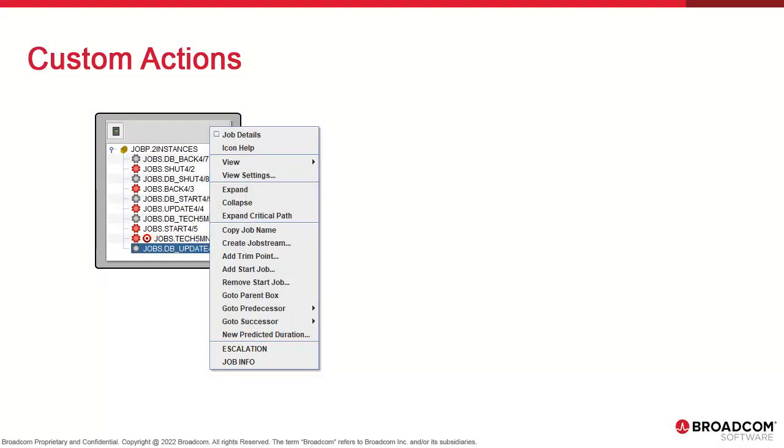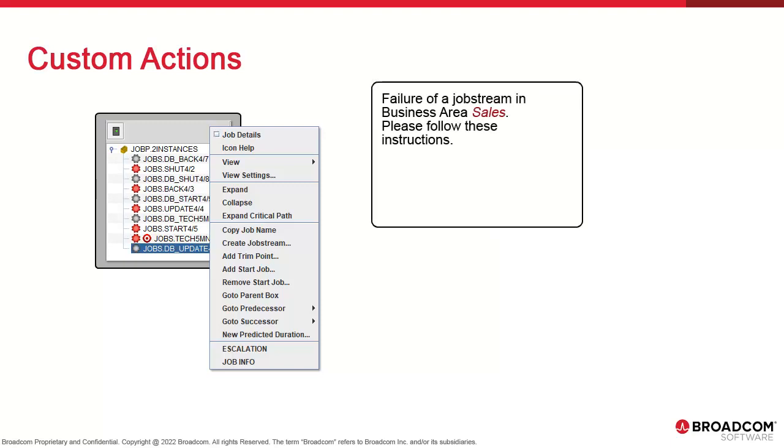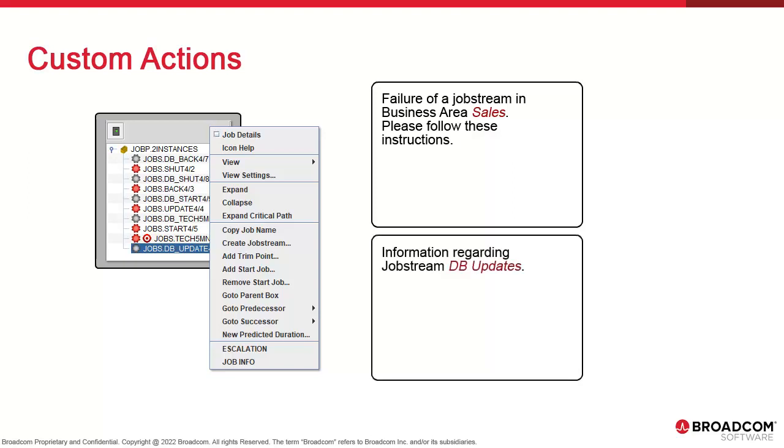These actions were designed so that when you click on escalation, you display a web page that contains instructions to follow for escalation. And when you click on job info, you'll display additional information regarding the job stream. The key information, job stream, duration, business area, and so forth, is used to display the appropriate pages depending on the job stream on your screen.